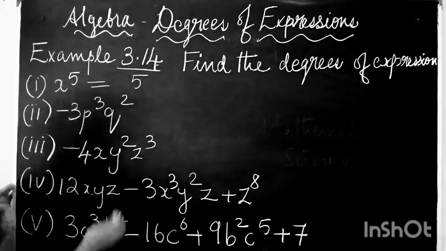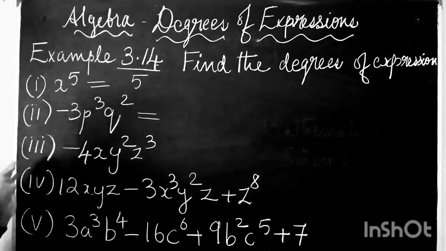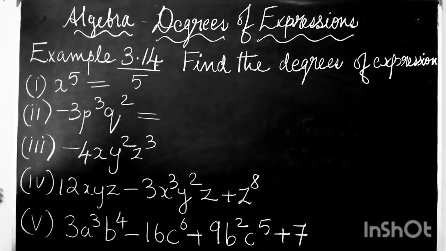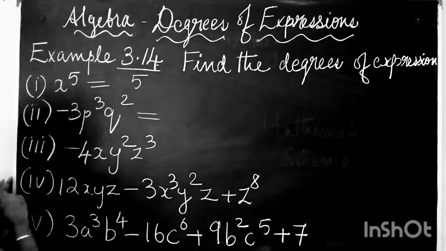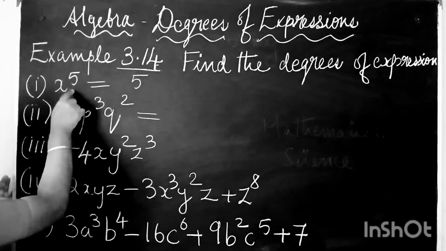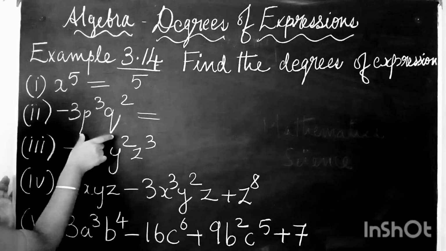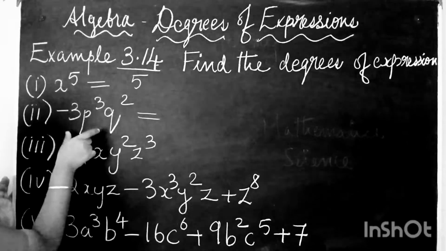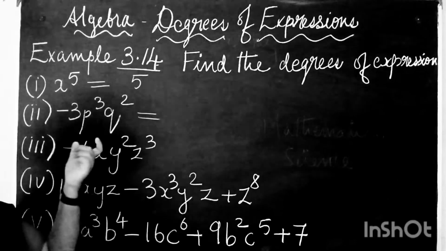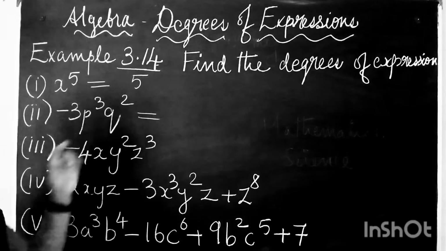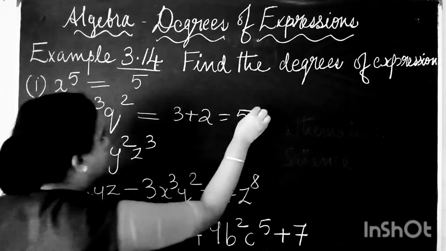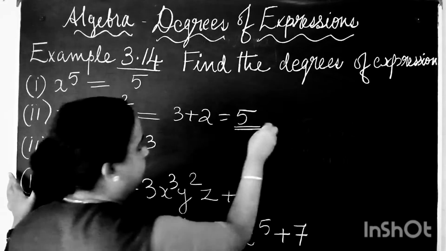Now looking into the second one, here also one term is there, but that term contains the variable p and the variable q. So only one term with two different variables. Here p variable is there, q variable is there. So you just sum or add up the powers of these two variables. So 3 plus 2 is equal to 5. So the degree of the expression is 5.